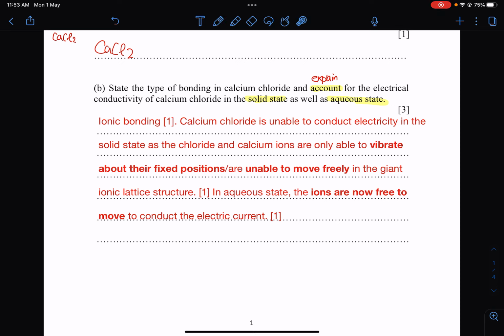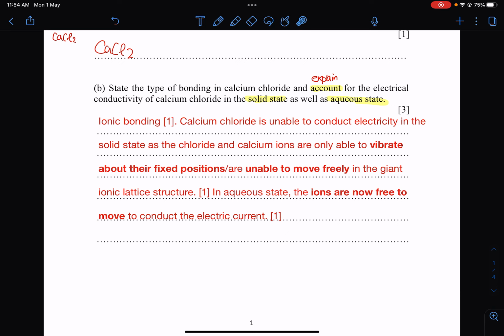In this case, remember that since it's a giant ionic lattice structure, it will be unable to conduct in the solid state. And you need to explain why. Just merely stating that the ions are unable to move is not sufficient. You should say that they vibrate about their fixed positions in the giant ionic lattice structure, or they are unable to move freely. So make the link to the structure itself. Please do not mention that its electrons are unable to move, because in this case, the electrons are not actually participating.